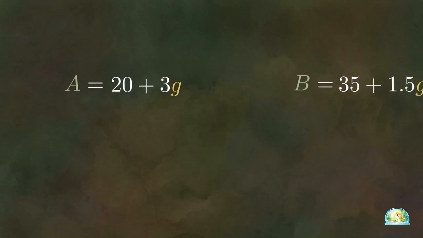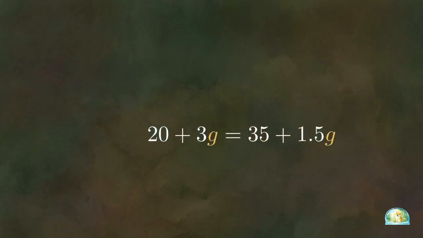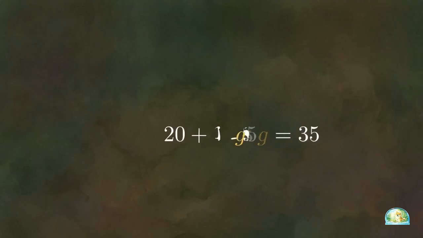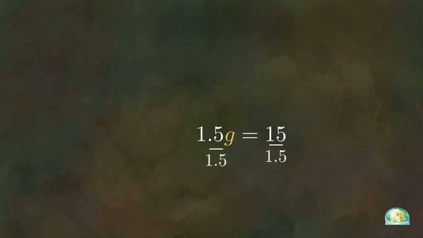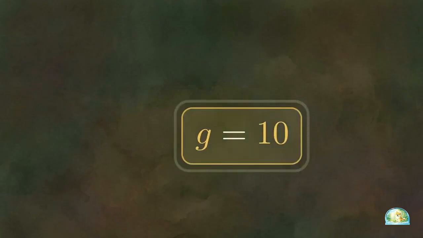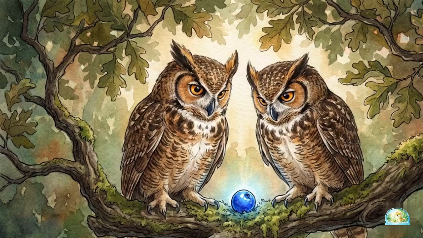To find the exact moment the two plans cost the same, we simply set the two equations equal to each other. We group our variables on one side and our numbers on the other. Subtracting 1.5G from both sides, and then subtracting 20 from both sides, leaves us with 1.5G equals 15. Divide by 1.5, and we get G equals 10. The plans cost the exact same amount at 10 gigabytes. Setting two linear models equal to each other locates the exact input where both models produce identical outputs.